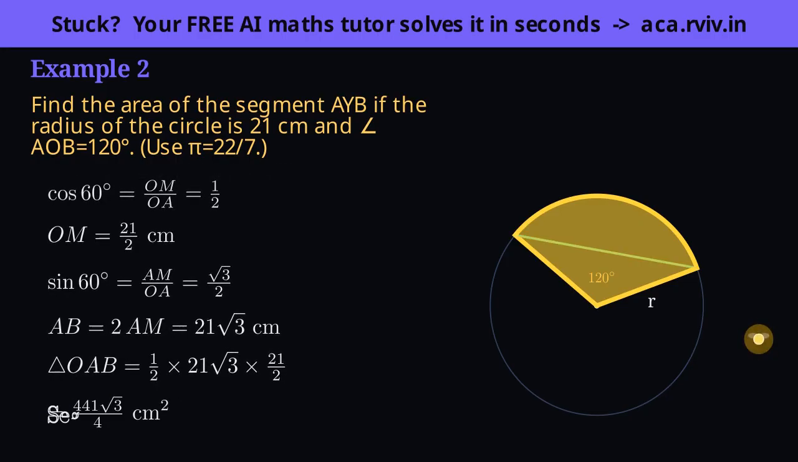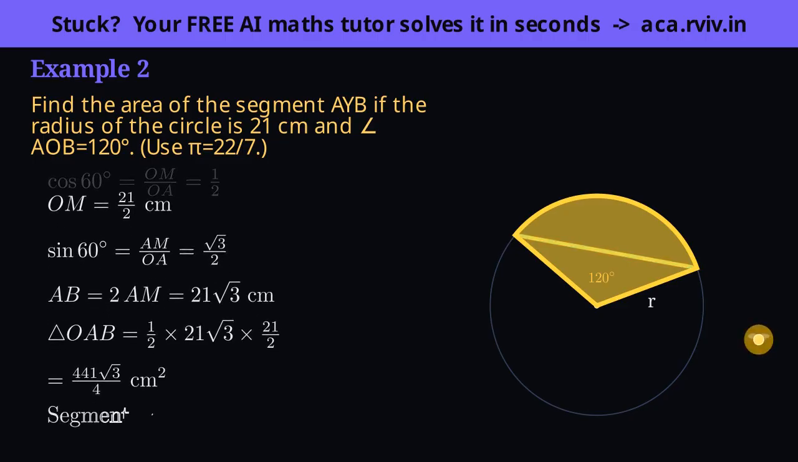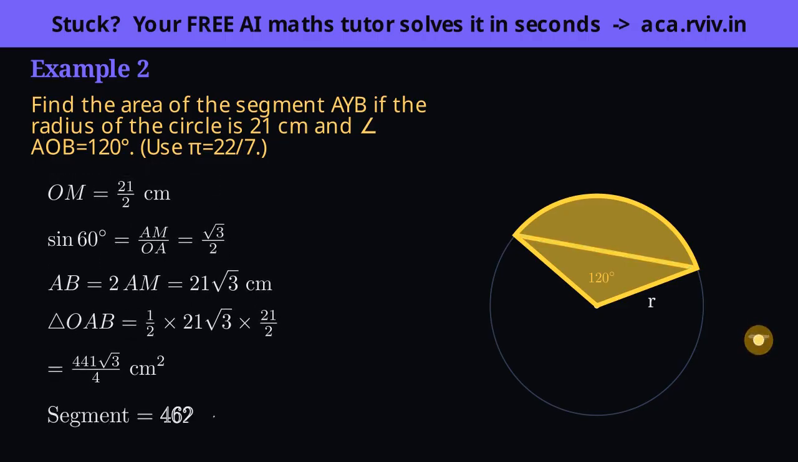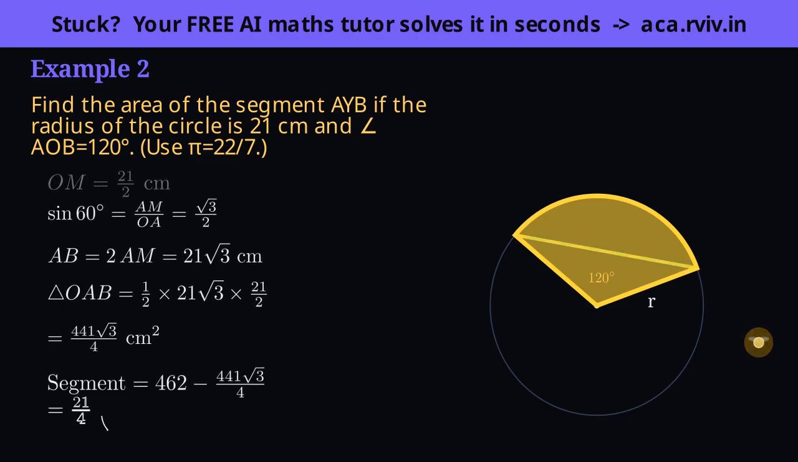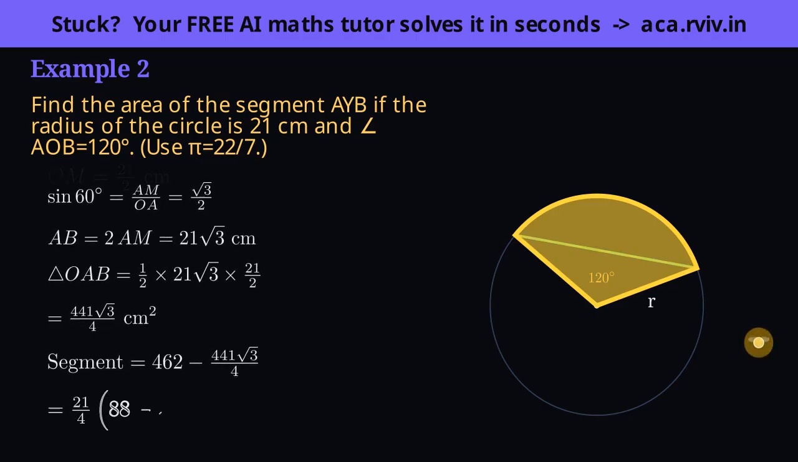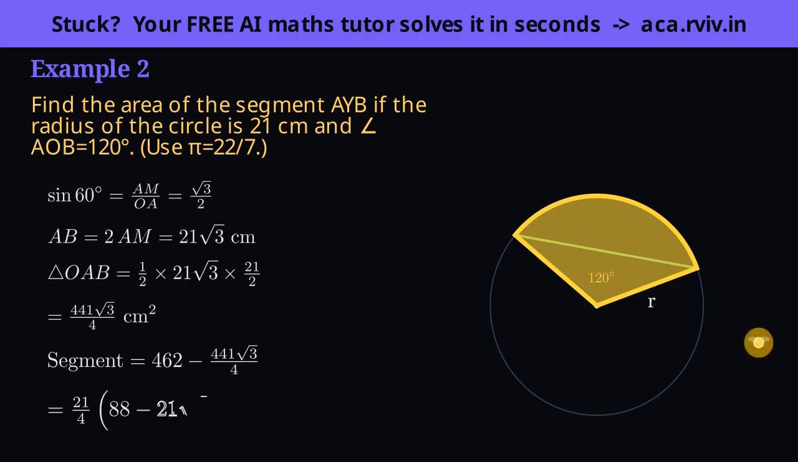Now the payoff. Our plan was segment equals sector minus triangle, so subtract the triangle we just found from the 462 sector. Finally, pull out the common factor of 21 over 4 to match the textbook's neat form, same value, just dressed tidily. That's the area of segment FIB.